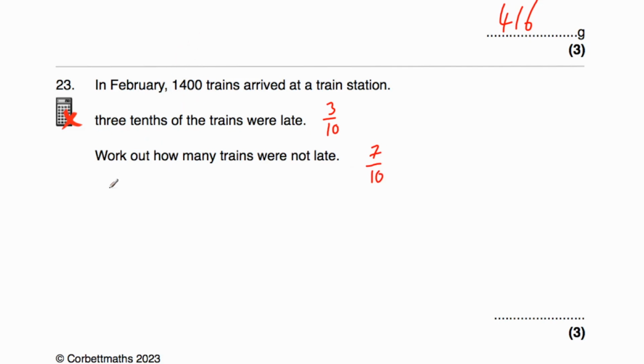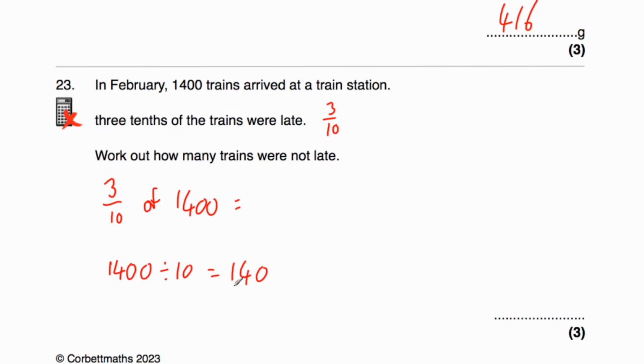And let's have a look at both approaches now. So first of all, let's consider the first approach, which is to work out how many trains were late. So let's work out 3/10 of 1,400. And that's equal to, well, we'll divide by the bottom and times by the top. So let's take our 1,400 and divide by 10, and that's equal to 140. So we've divided by the bottom, now let's multiply by the top. So let's take our 140 and multiply by 3. 3 times 0 is 0.